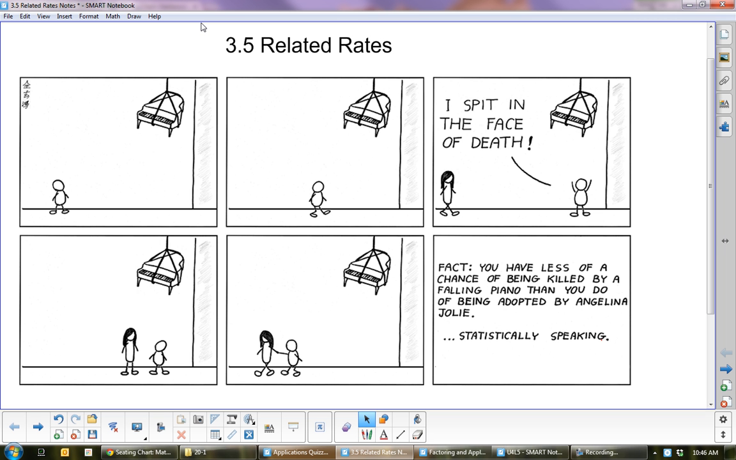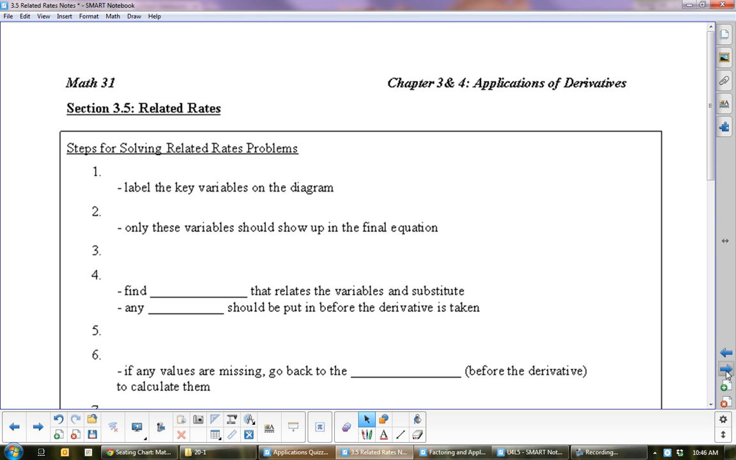Now, we're doing word problems today, and we're doing related rate problems. I just want you to kind of understand before we get going, what are we doing here? Why have we never had to do something like this before?